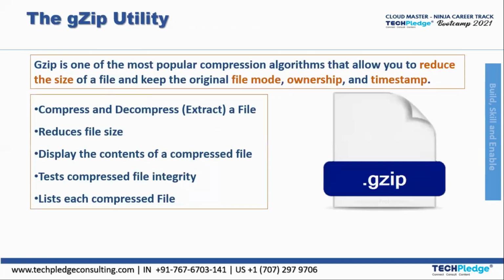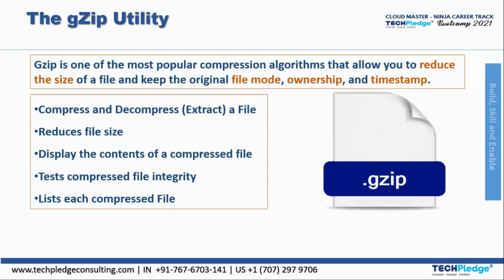So the gzip utility plays a good role. It is one of the most popular compression algorithms that allows you to reduce the size of the file and keep the original file mode, ownership and timestamp. So the original file mode, the ownership and the timestamp remain the same, only the size of that file is reduced. Compress and decompress, that is, extract a file.